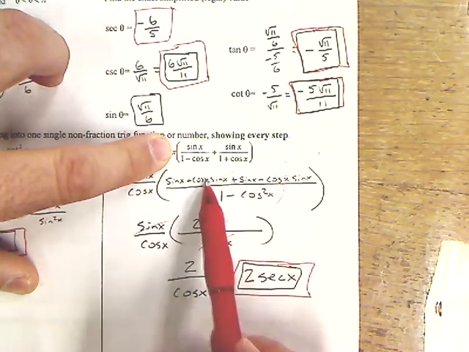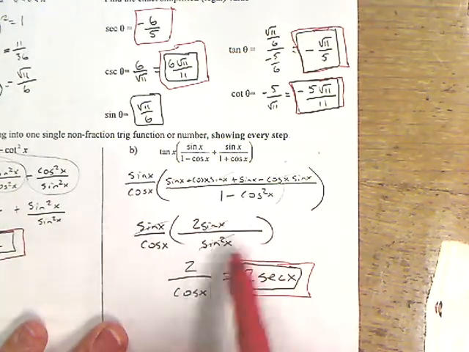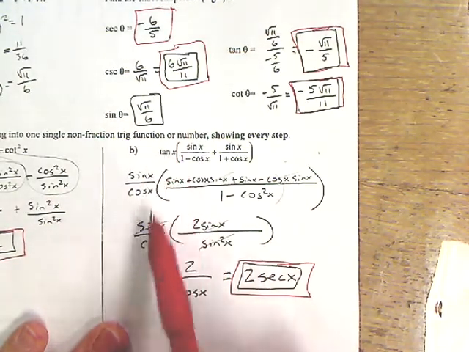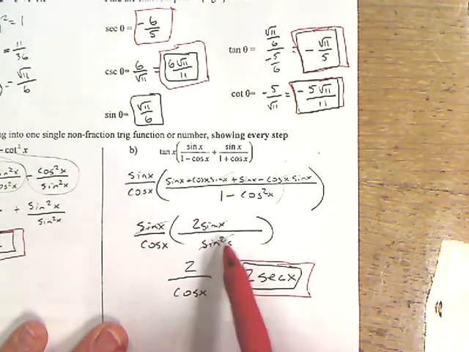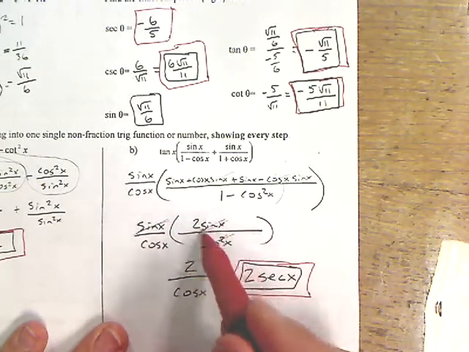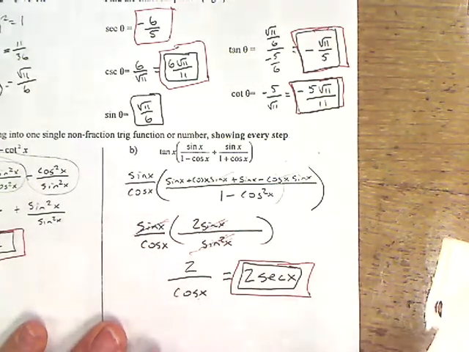Those guys are gone. That gives me 2 sine on the top. This is just sine squared. This is my tangent. Cancel out that sine with that squared right here. And this sine with the rest of it. Leaves me 2 over cosine, which is just 2 secant.